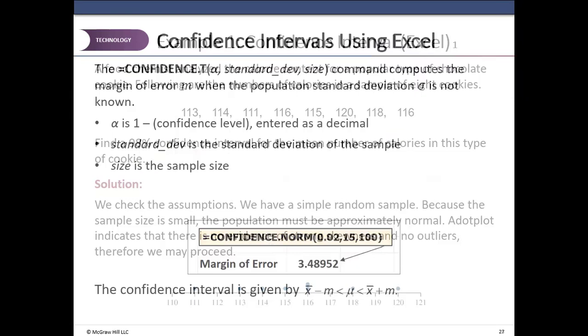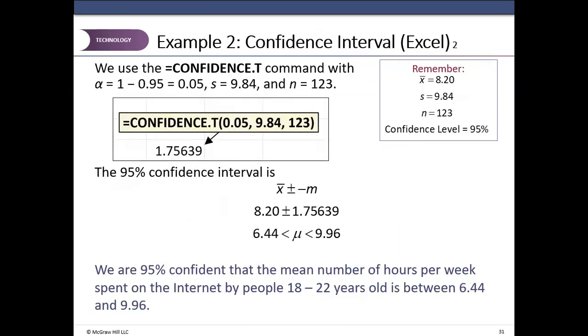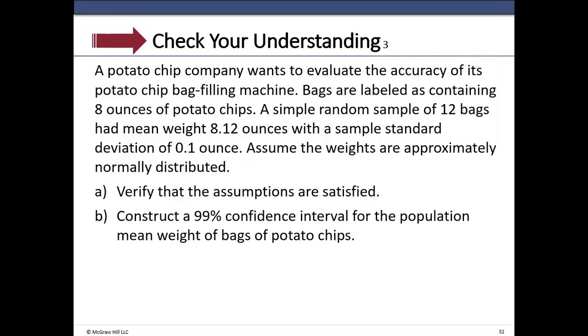Now we don't have to worry about this Excel. Here is a potato chip company that wants to evaluate the accuracy of potato chip bagfilling machines. Bags are labeled as containing 8 ounces of potato chips. A simple random sample of 12 bags had a mean weight of 8.12 ounces with a sample standard deviation of 0.1 ounce. Assume the weights are approximately normally distributed. That means this sample of 12 bags came from a normal population. Hence the assumptions are satisfied.